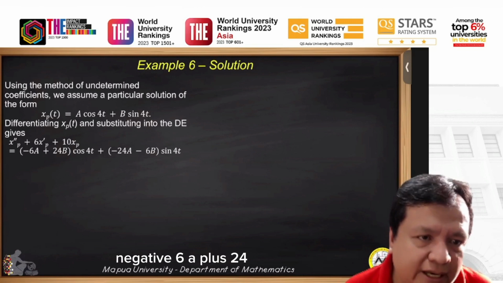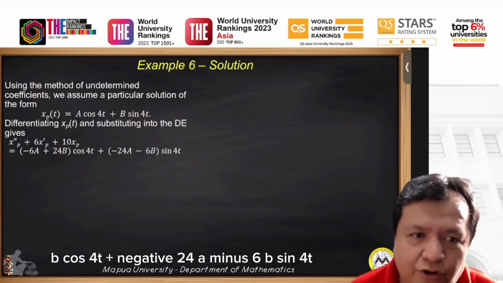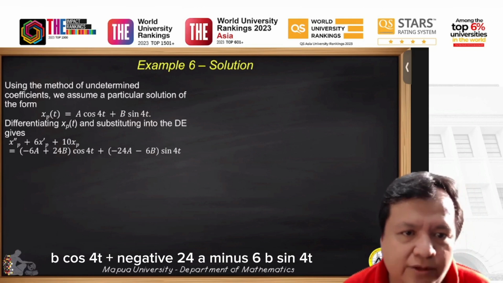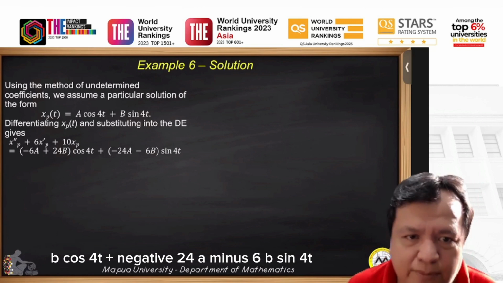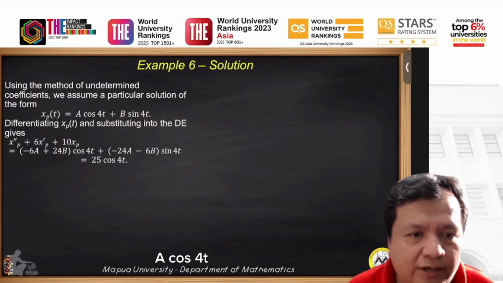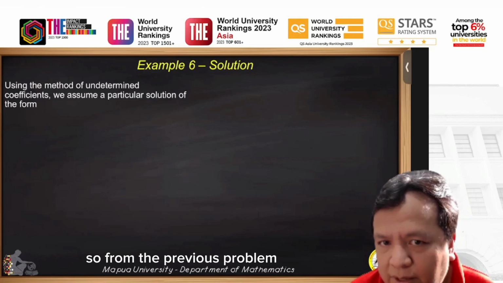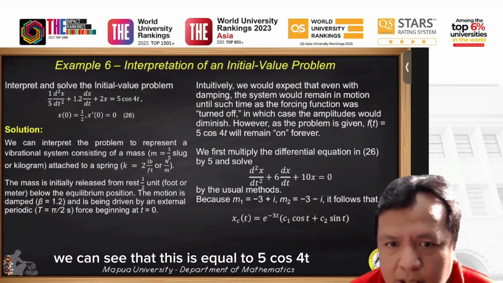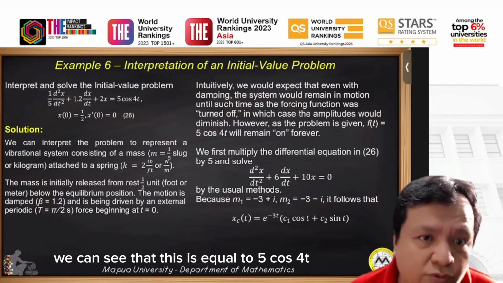Negative 6a plus 24b cosine 4t plus negative 24a minus 6b sine 4t, and we are going to equate this to 5 cosine 4t. So from the previous problem, we can see that this is equal to 5 cosine 4t.